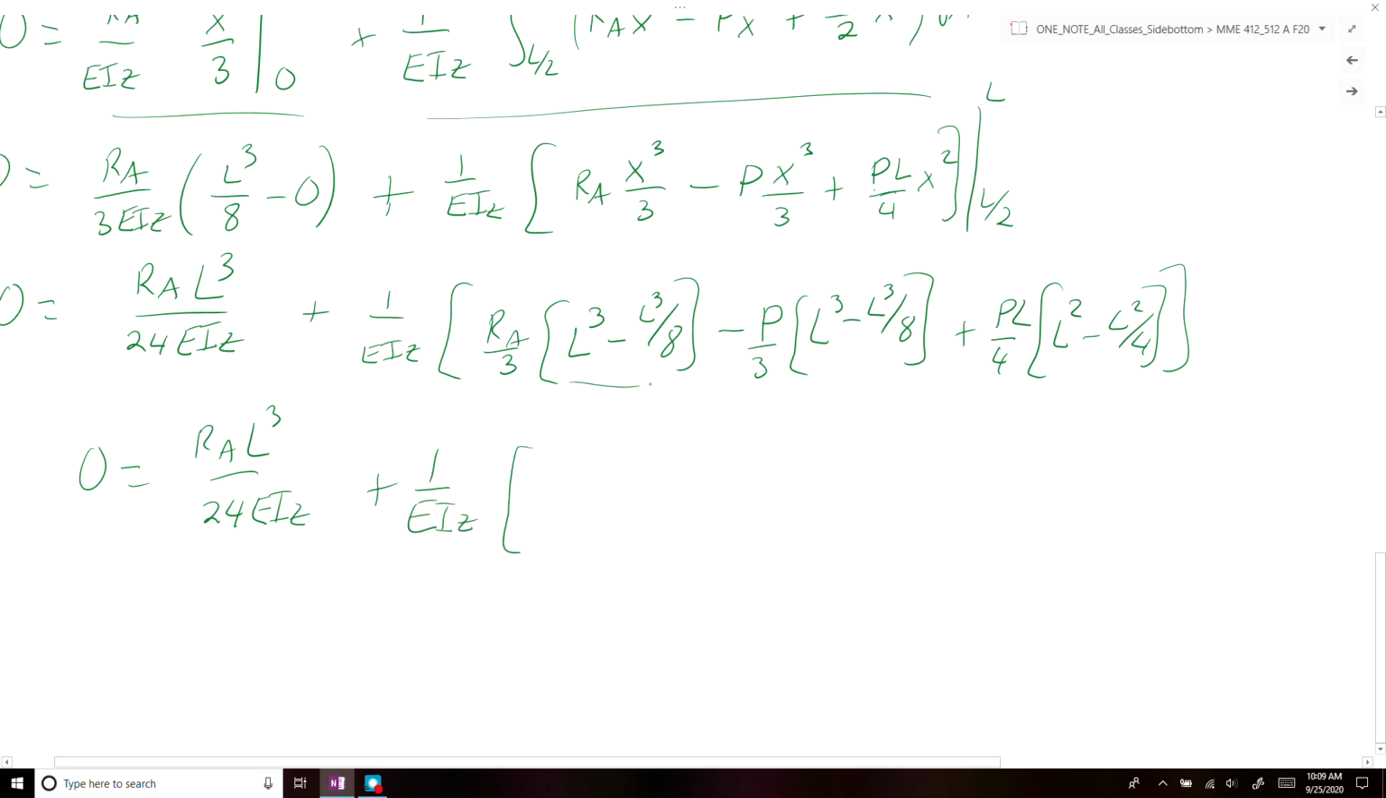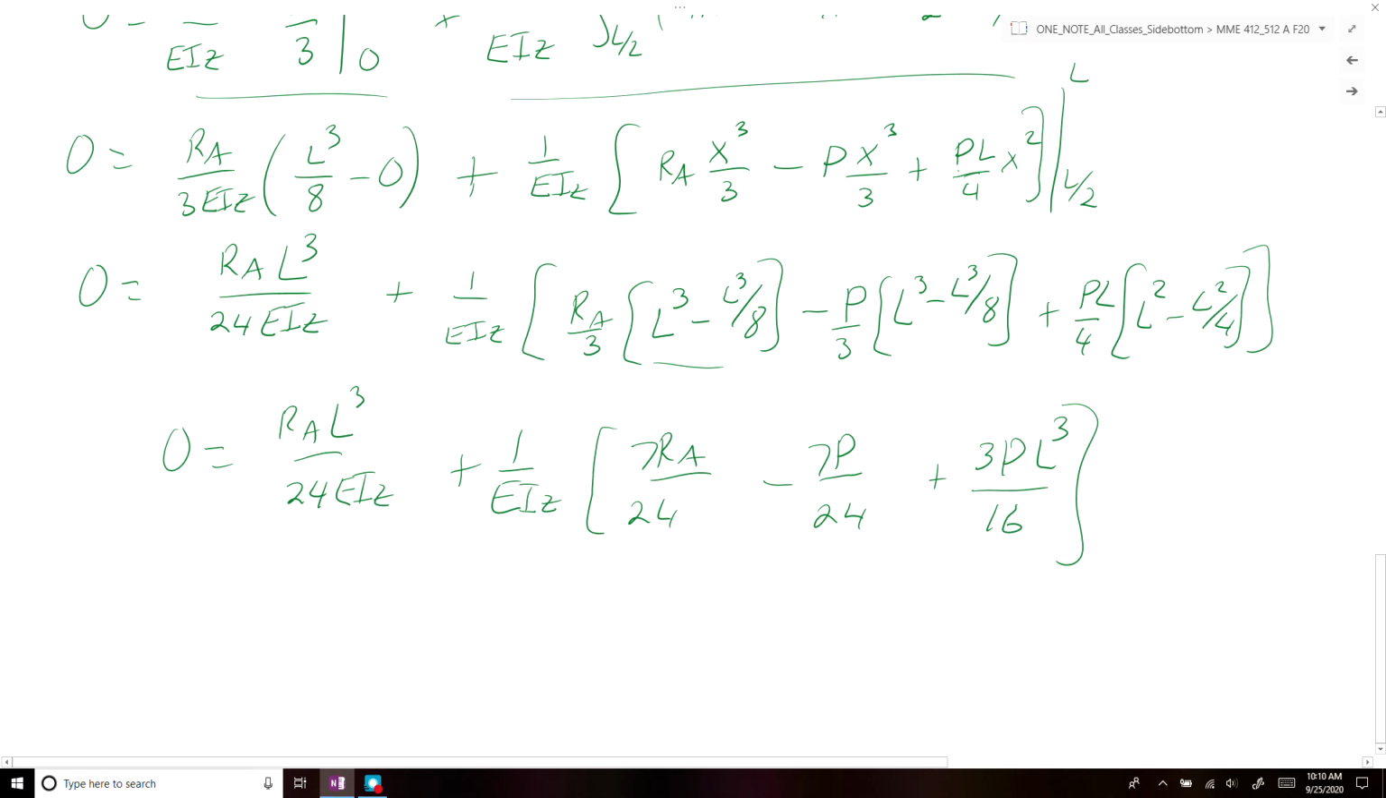Alright, this term here will become 7/8, so we'll get 7RA over 24 minus 7P over 24, plus this term here will become L squared, PL cubed over, this would be 3/4, so this would be 3/16. Alright, so what we can do here is separate the terms that are functions of P and the terms that are functions of RA.